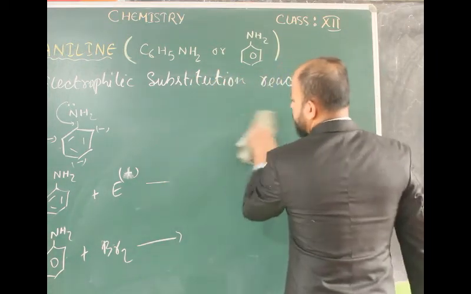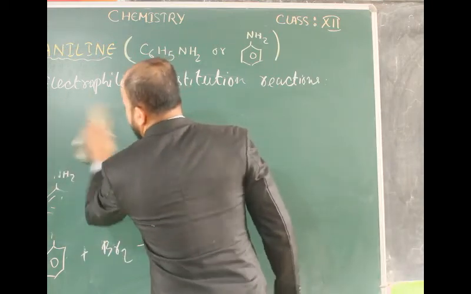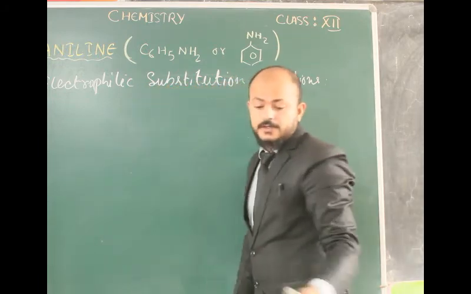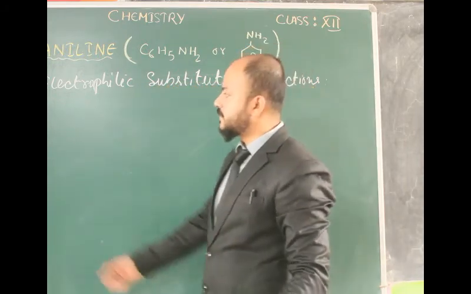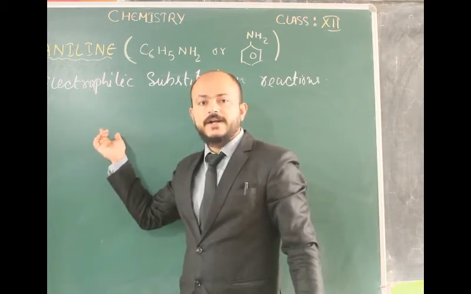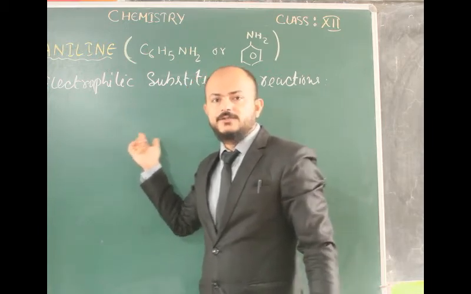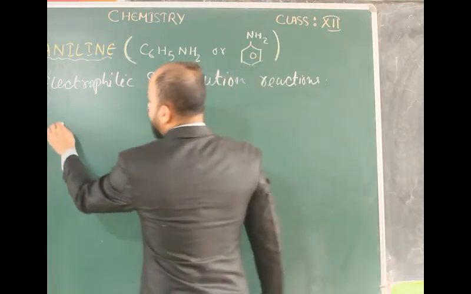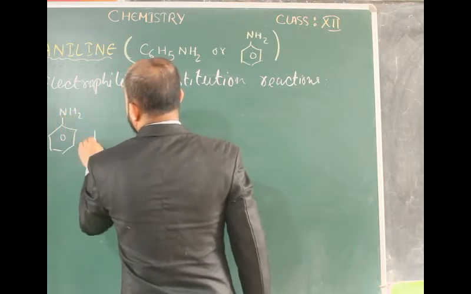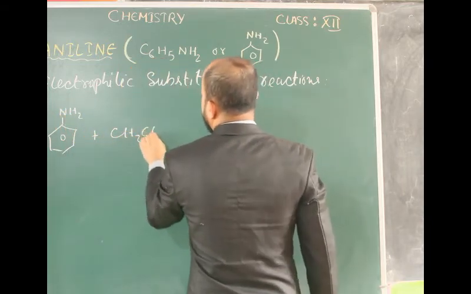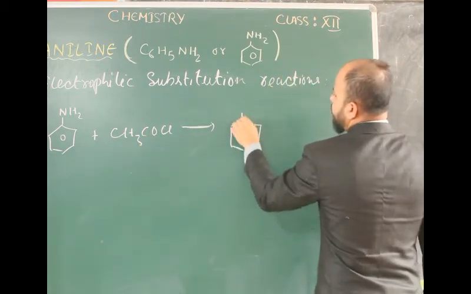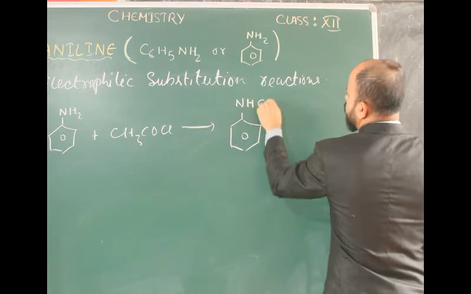If you want to get only either ortho substituted product or para substituted product, your first work is to react it with acetyl chloride or acetic anhydride and convert it into acetanilide. So at first, this benzene ring is treated with, say, CH3COCl. Now the product that you obtain here is NHCOCH3.